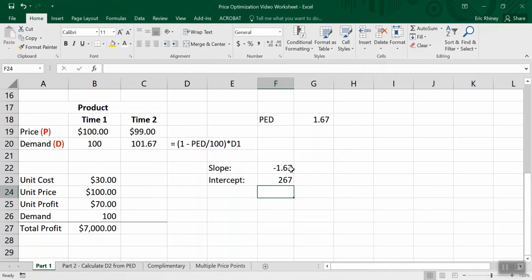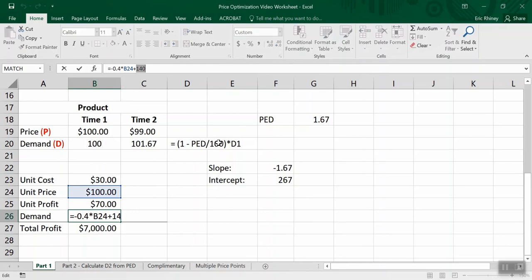So this is what we will put in our demand equation down here. I am just going to insert these into my demand equation. All right, so my intercept is this right here. And I'm going to take this negative out too, because in my slope, it has the negative sign in there, and replace that there. All right.